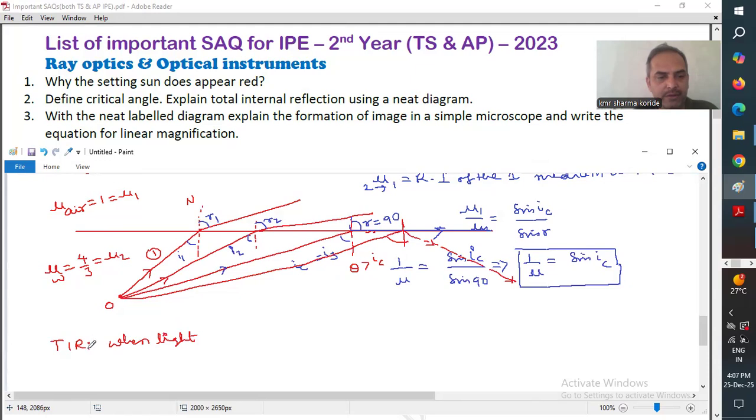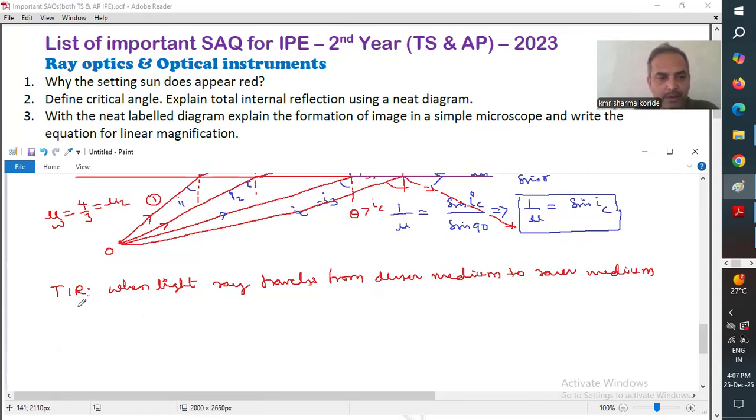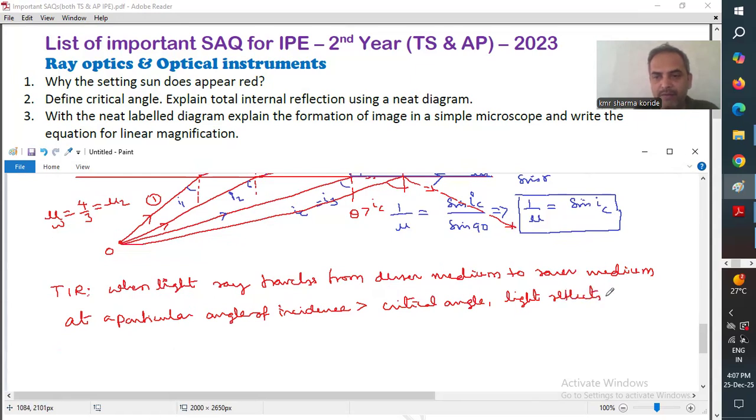So let us continue with the definition. When a light ray travels from a denser medium to a rarer medium at a particular angle of incidence which is greater than the critical angle, light reflects back into the same denser medium. So this is called TIR.